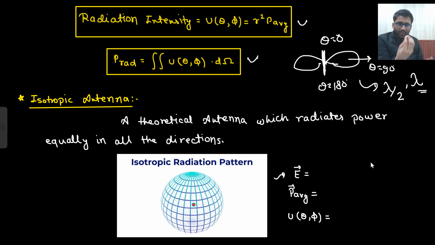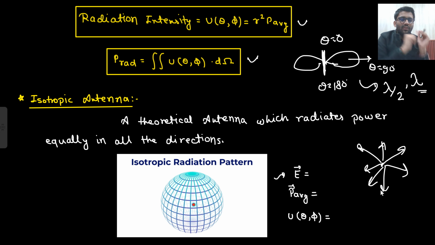That means if this is a point source, then it will radiate equally in the whole direction, here, here, here, here, here, here, and in 3D it will equally radiate. So this is what we assume. But a practical antenna, let's just say Hertzian dipole antenna, will not radiate equally in all the direction. So this is a hypothetical antenna which is known as isotropic antenna.